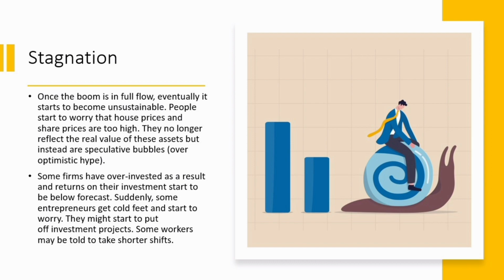Stagnation. Once the boom is in full flow, eventually it starts to become unsustainable. People start to worry that house prices and share prices are too high. They no longer reflect the real value of these assets, but instead are speculative bubbles, over-optimistic hype. Some firms have over-invested as a result, and returns on their investments start to be below forecast. Suddenly, some entrepreneurs get cold feet and start to worry. They might start to put off investment projects. Some workers may be told to take shorter shifts.